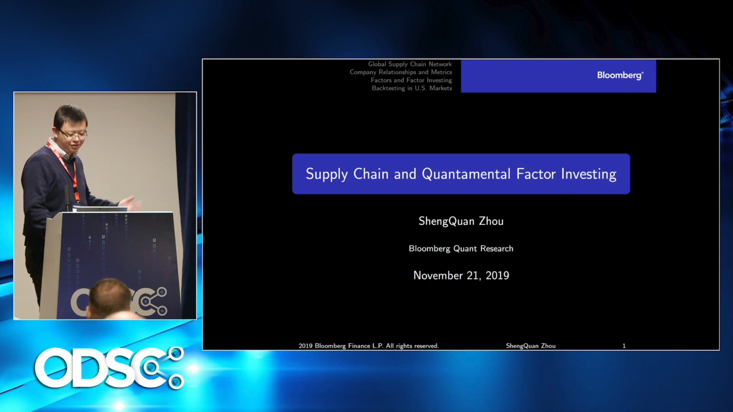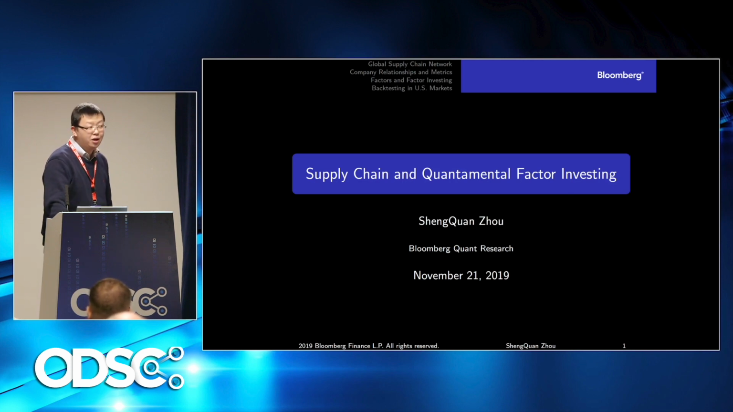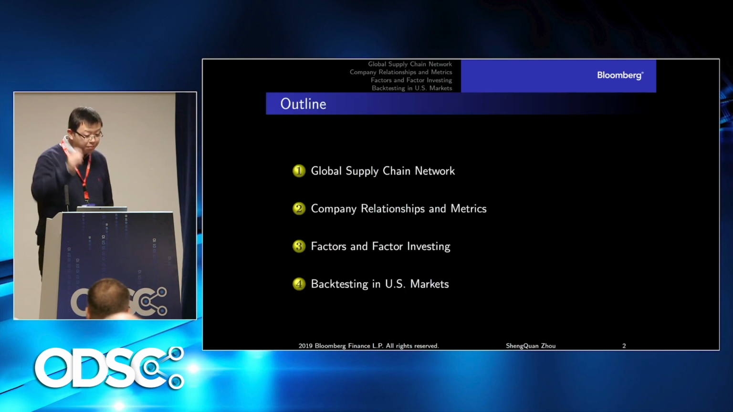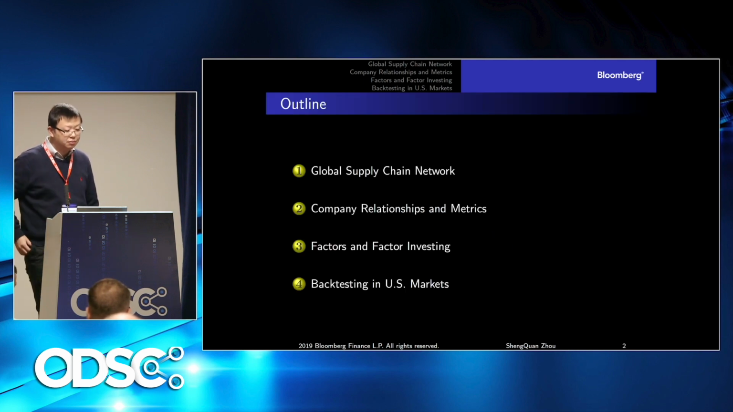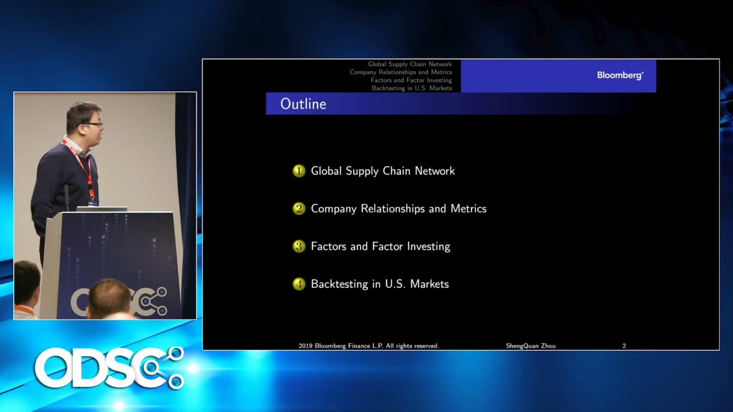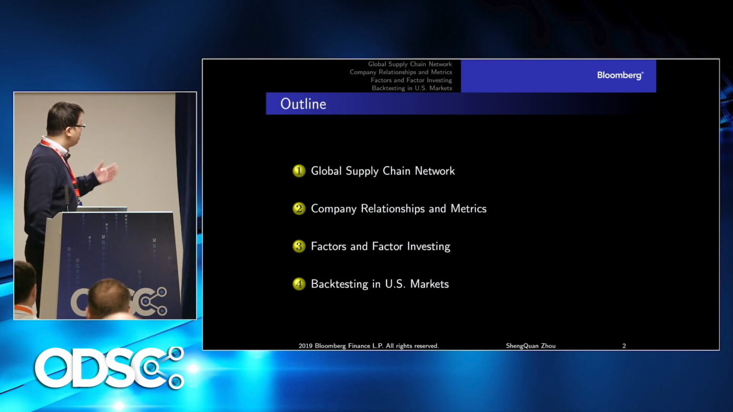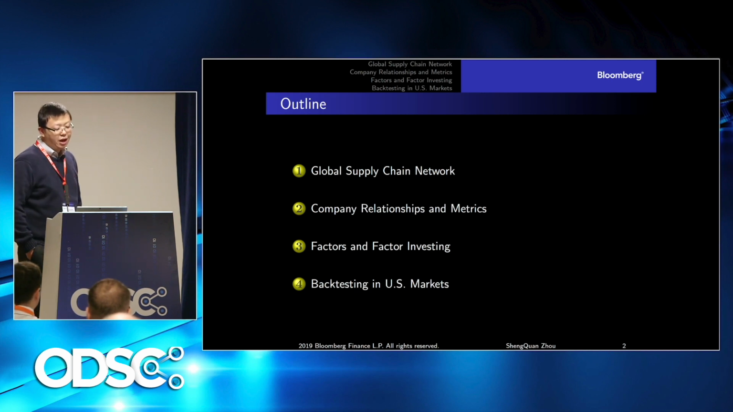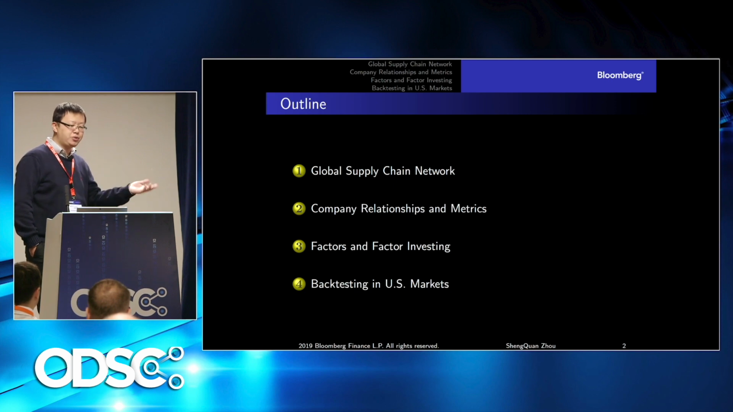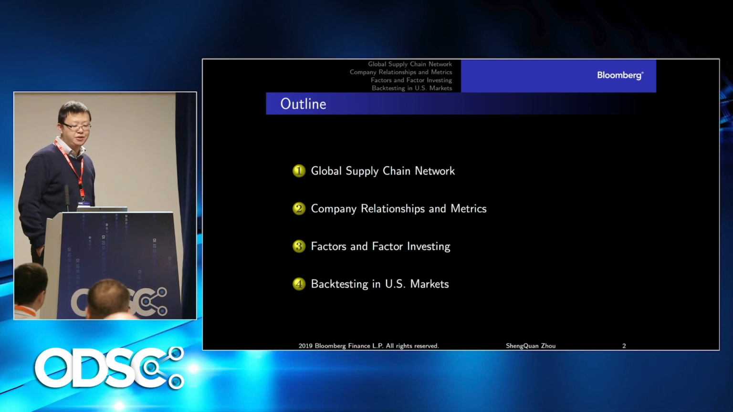So, this is ShengQuan from Bloomberg Quant Research. I'm going to talk about supply chain and factor investing. I'm going to briefly talk about the global supply chain network and, in particular, the Bloomberg supply chain dataset. Then we'll talk about company relationships and how to derive company metrics from the supply chain relationships. And we'll briefly talk about factors and factor investing in a nutshell, and test our factors at the end.